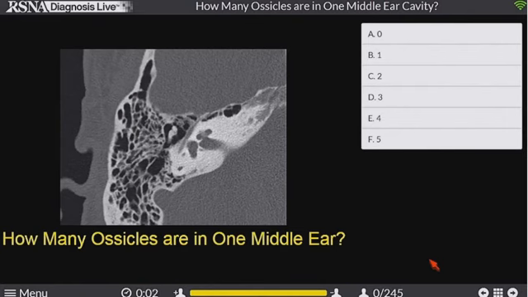So we're in the middle ear. How many ossicles are in one middle ear? It's not a trick question. Some of these are easy, some are hard. Answer fast if you want the big trophy.